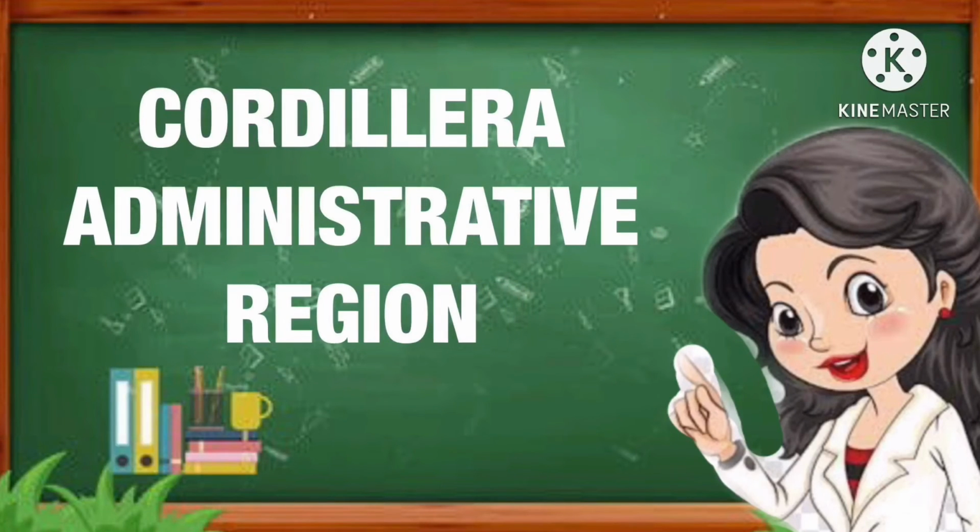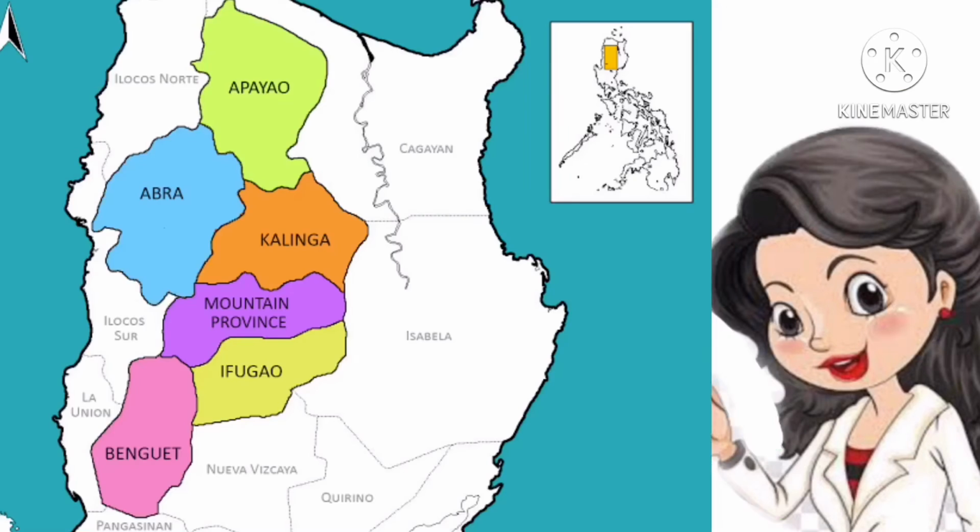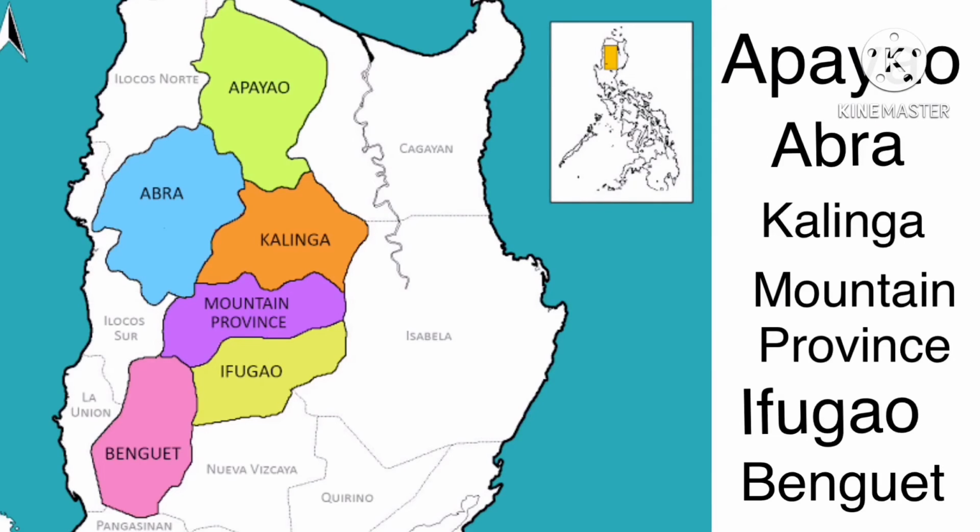After traveling and studying the arts and crafts of the Ilocos region, we will now proceed to the Cordillera Administrative Region. The following are the Highlands of Luzon under the Cordillera Administrative Region or CAR.